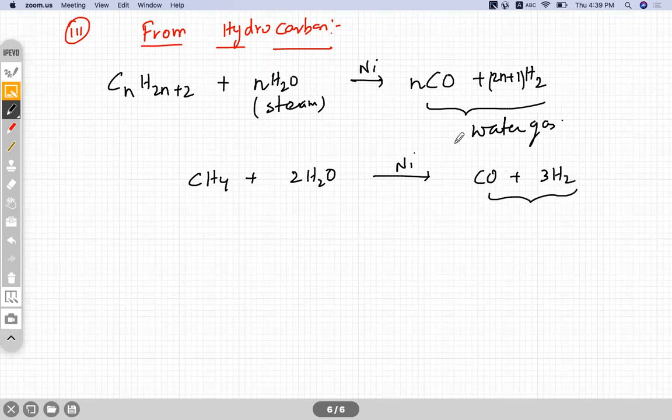And from water gas, how do we obtain hydrogen? We have already seen it. That's what we said, the last method. This CO you need to convert into CO2 in order to remove the impurities, that is CO, present there.